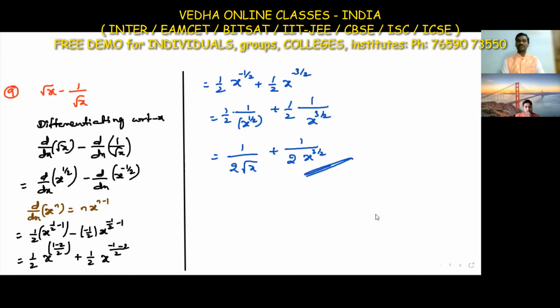So what concepts did we use here? Here we used the x power n formula, d by dx of x power n is equal to n into x power n minus 1, and after that the simplification. Here we also use the formula a to the power minus n is equal to 1 by a to the power plus n. Minus n I am writing as plus n. Here also we did the same thing: 1 by x power 1 by 2, taking to numerator, means minus 1 by 2.